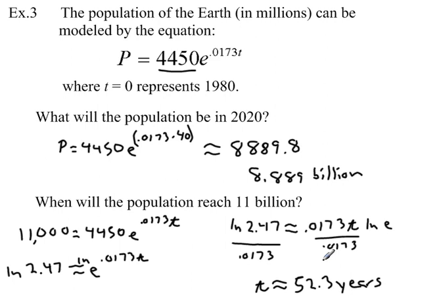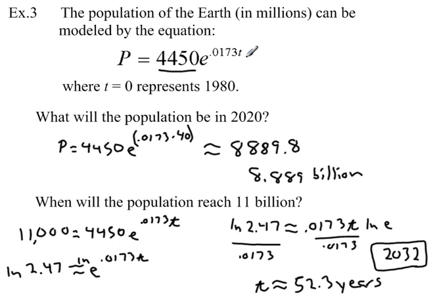Okay, so when is that population 11 billion? Well, that's 52 years past 1980. So if you take 1980 plus 52 years, that's going to be in the year 2032. So if we follow this model, in the year 2032, there will be 11 billion people on Earth. That is a lot of people.